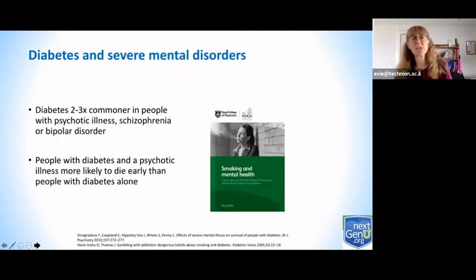What about diabetes and severe mental disorders? Well, diabetes is actually 2 to 3 times commoner in people with psychotic illness, such as schizophrenia or bipolar disorder, possibly because of the medication that they're taking that means that they put on weight, but not just because of that. And certainly people with diabetes plus a psychotic illness are more likely to die early than people with diabetes alone. So incredibly important, if you're looking after people with severe mental disorders, that you're really checking them for diabetes and making sure that if they are diabetic, that the diabetes is well controlled and they've got good diabetic care.